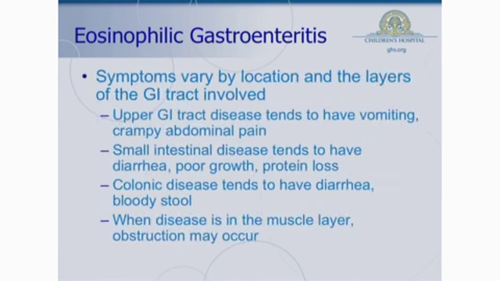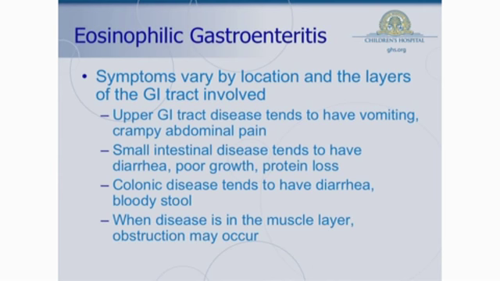Symptoms of EG vary a little bit depending on what part of the GI tract is most affected. So if you have disease in your upper GI tract, then it might present very similarly to EE, things like vomiting or abdominal pain. If it's primarily in the small intestine, it may not cause vomiting. It might cause problems with diarrhea or poor growth or malabsorption of nutrients, loss of protein through the gut, things like that. Disease in the colon tends to present more with diarrhea, sometimes blood in the stool, and then depending on what layer of the bowel is affected, symptoms may change as well.